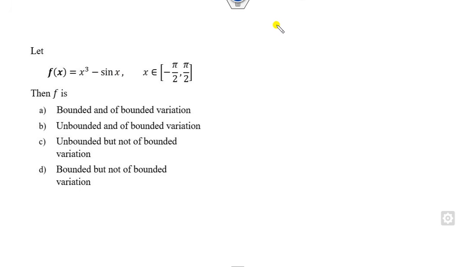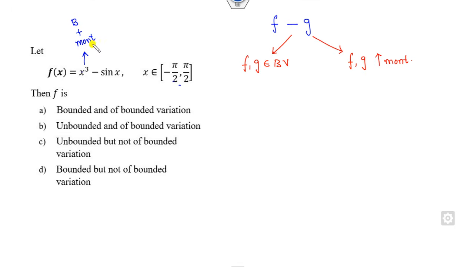Okay, now you can see the difference between the two. There are two methods. Firstly, you can prove f and g are both of bounded variation, or you can prove f and g are monotonic increasing functions. Fine, I can prove it both ways. x cubed is a monotonic function over this domain. It is also a bounded function over this domain. So it means this is of bounded variation.